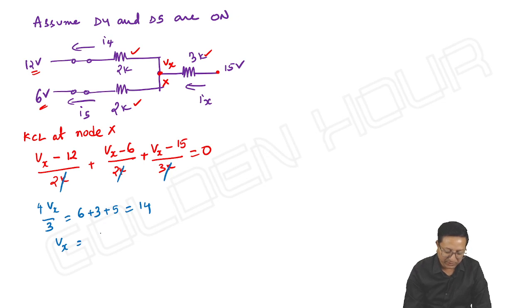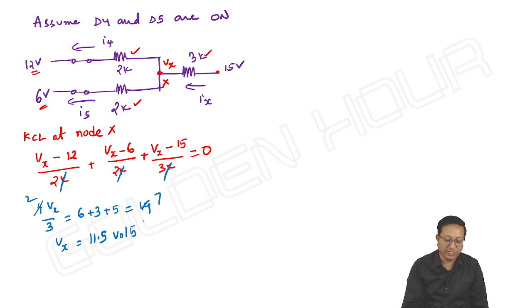What is Vx? Oh, sorry, it's not 7 by 2. It is 21 by 2, 11.5. Straight away I am writing it because I can cancel the 2s and the 7s. It is 21 by 2, 11.5 volts.